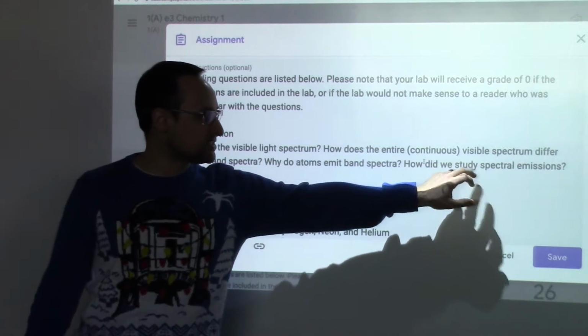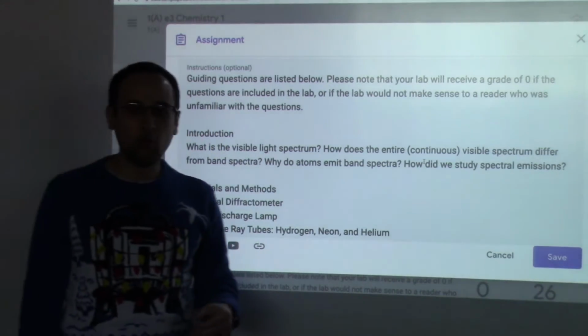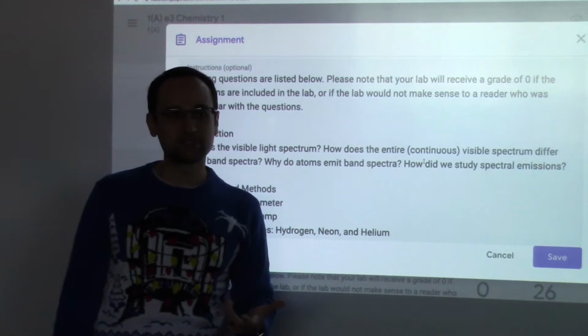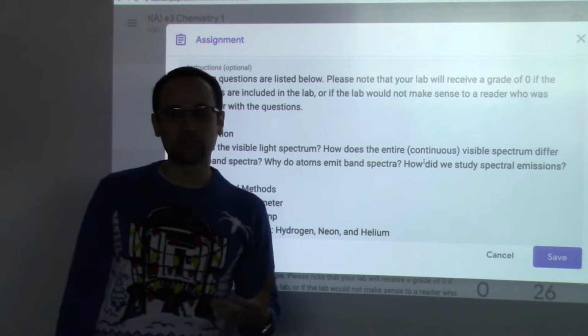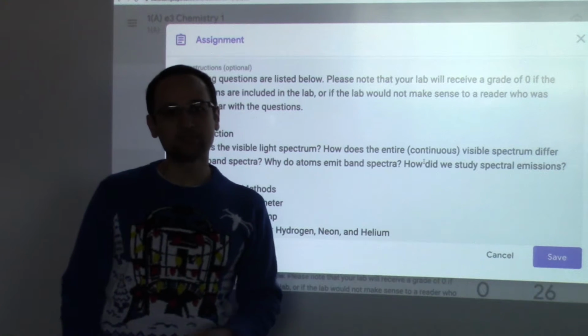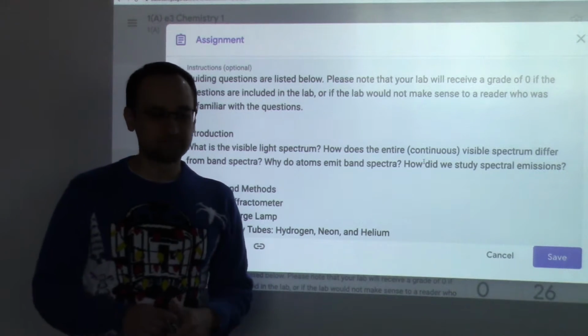And how did we study spectral emissions? Well, our materials and methods take us through what we did, but a quick summary would be to say that we studied spectral emissions by observing and recording the band spectra of several different chemicals, okay? As well as sunlight. We looked at the spectrum of sunlight, which was continuous.